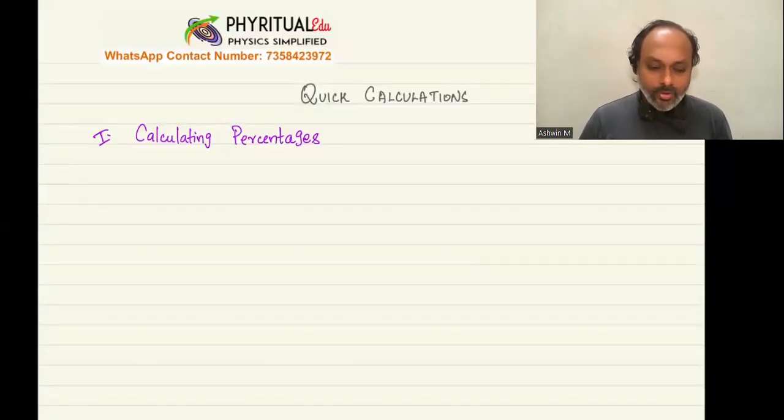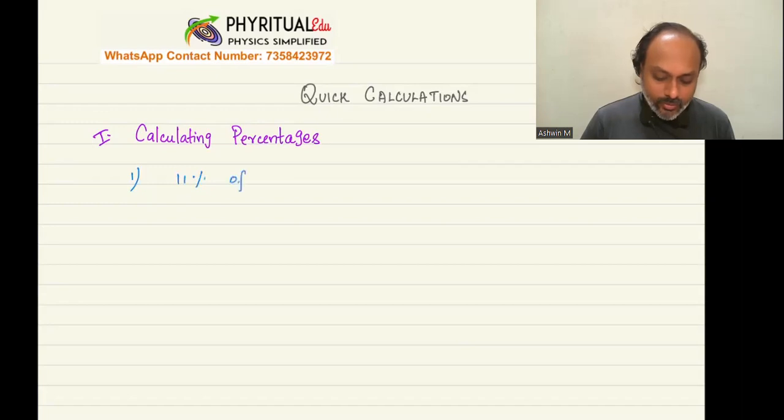So let's say you want to do some calculation of this sort, calculating percentages. Let me take the first case where you want to evaluate, let's say, 11% of 465, some number, 11% of any number. Now for evaluating 11%, you don't have to multiply 11 with 465 and divide by 100. That is going to take some time.